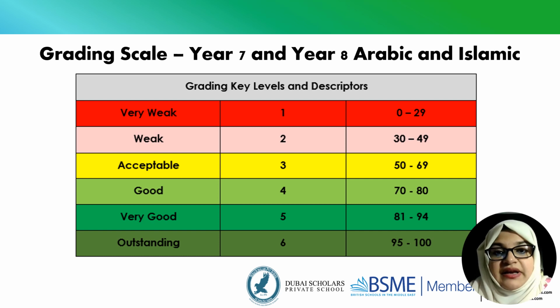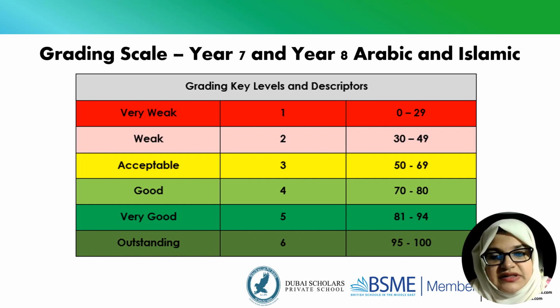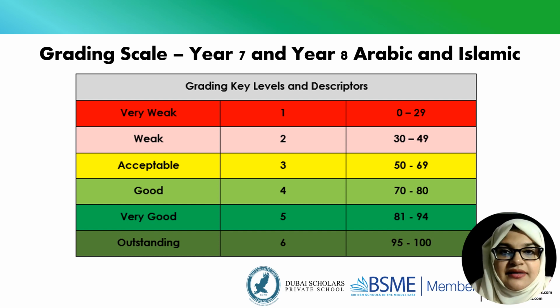Next is the grading scale for Arabic and Islamic for years 7 to 8. As per the MOE standards and expectations, the grading key and the levels for Arabic and Islamic are different. In the picture below, you can clearly see the grading scales are 6 bands instead of 9 bands. And you can clearly see what band the child will get based on the mark he obtains for year 7 and 8 Arabic and Islamic.